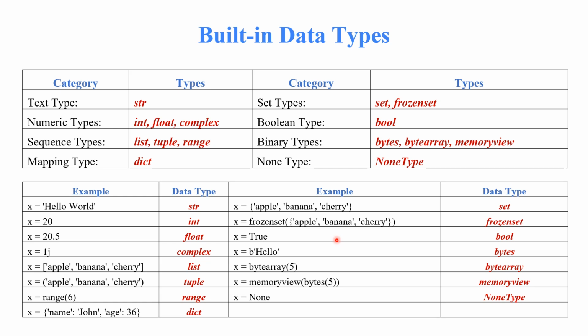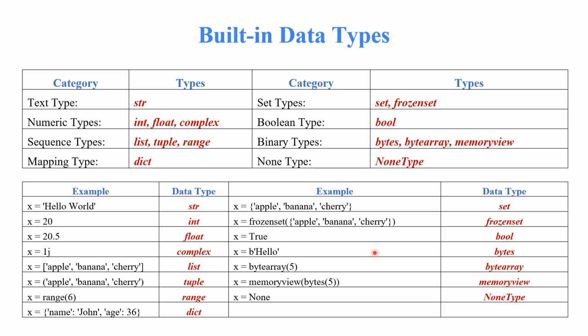Similarly, we have also the same family of set. We will talk about frozen set. Then we'll talk about Boolean data type, that is bool. When I say Boolean, it's going to say true or false. Next, the binary types, that is bytes, bytearray and memoryview.